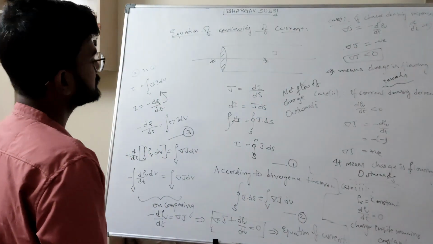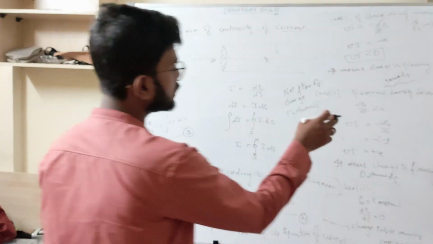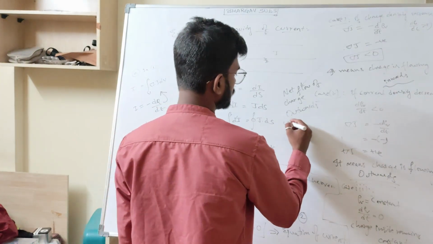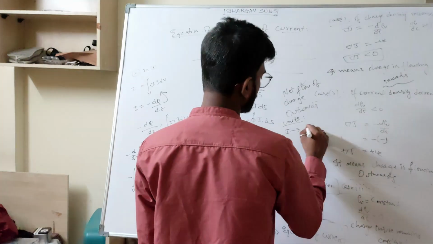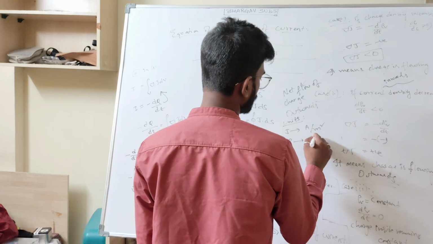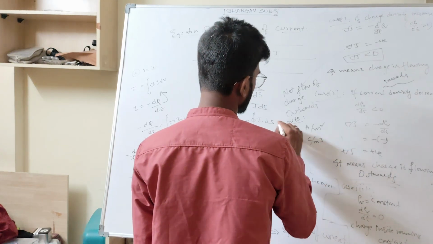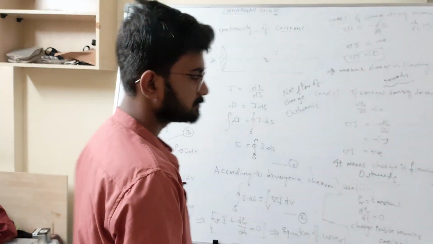Yeah, that's it. So this is the equation of current. What are the units of charge density and current density? Current density unit is ampere per meter square, and charge density is coulomb per meter cube. Okay, these are the units of charge density and current density. Yeah. Thank you.